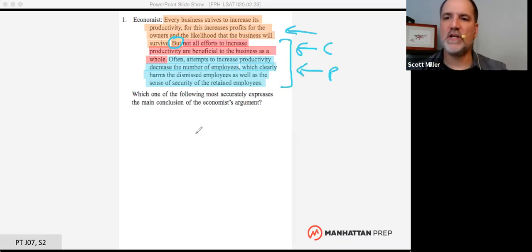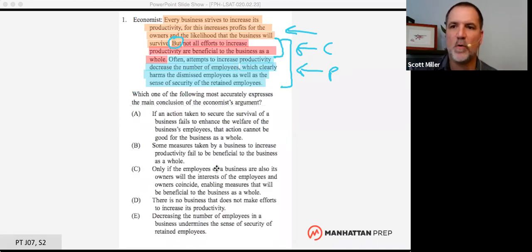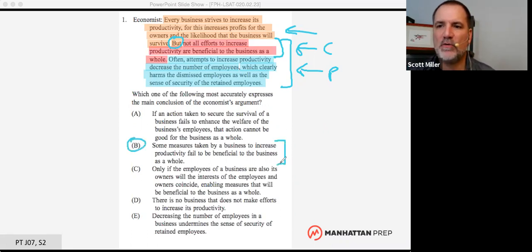So what we're most interested in, again, going back to our question, which of the following most accurately expresses the main conclusion of the economist's argument? What we're really interested in is which answer choice matches the most to that middle sentence there. Not all efforts to increase productivity are beneficial to the business as a whole. And the answer choice that matches this best is answer choice B. Now notice it's not an exact quote. It's rewritten a little bit. Some measures taken by a business to increase productivity fail to be beneficial to the business as a whole. It's not the exact same wording, but it's the same meaning.